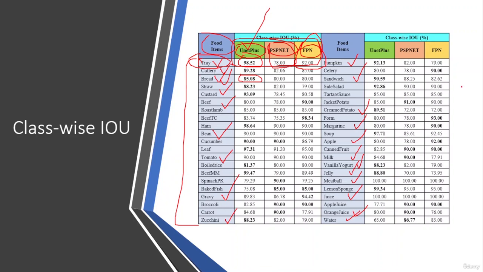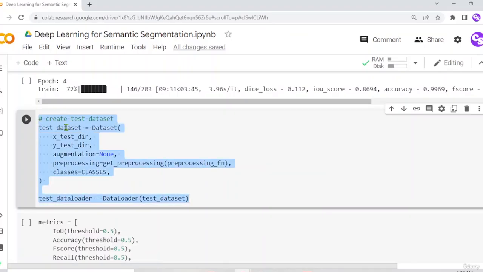Now let's switch to Google Colab so that we can load the model from the Google Drive that we have already trained, test it on the testing dataset, and then calculate the class-wise intersection over union. So here is the code to define the test dataset. Here you can see the test dataset where we have passed the original test images and their corresponding label masks. So let's run this code.